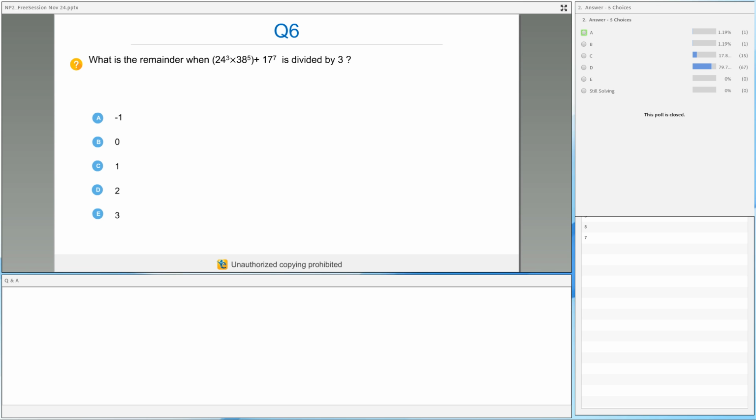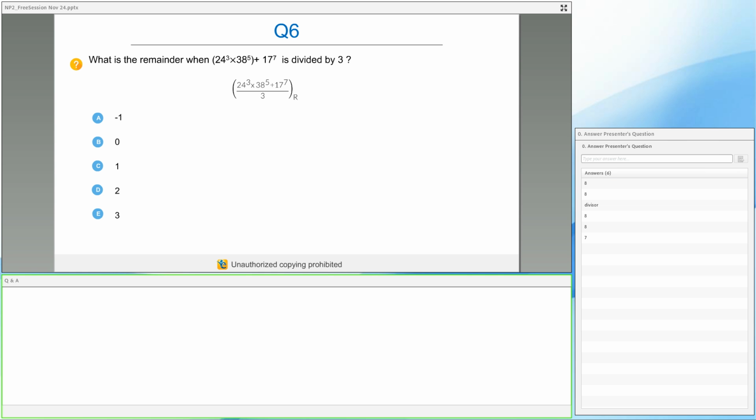About 80% of you think the answer should be D, which in this case is the correct answer, but I have a few of you who think the answer should be C. And I guess I know where you went wrong. So let me ask you a few questions very quickly.